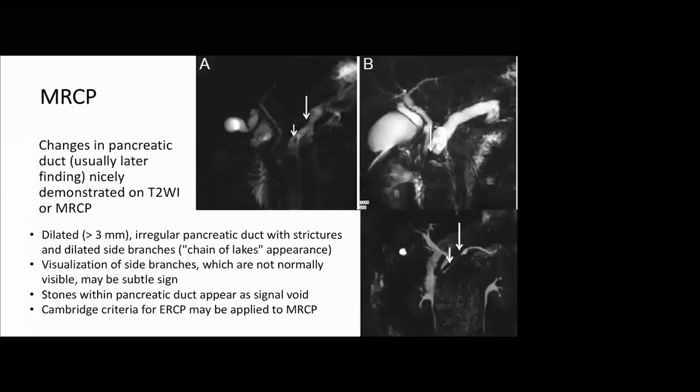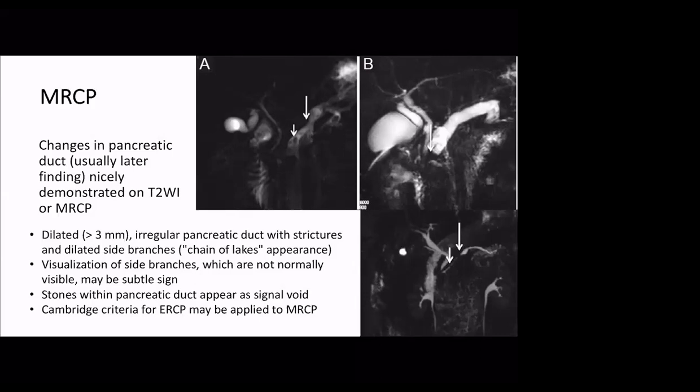Regarding the MRCP, the changes in the pancreatic duct عادة تكون later finding. It is nicely demonstrated by MRCP. عادة ما نشوف إنه dilated duct أكثر من 3 ملم with irregularity and stricture and dilated side branches، اللي هي chain of lakes appearance. Stones within the pancreatic duct may appear as signal void.